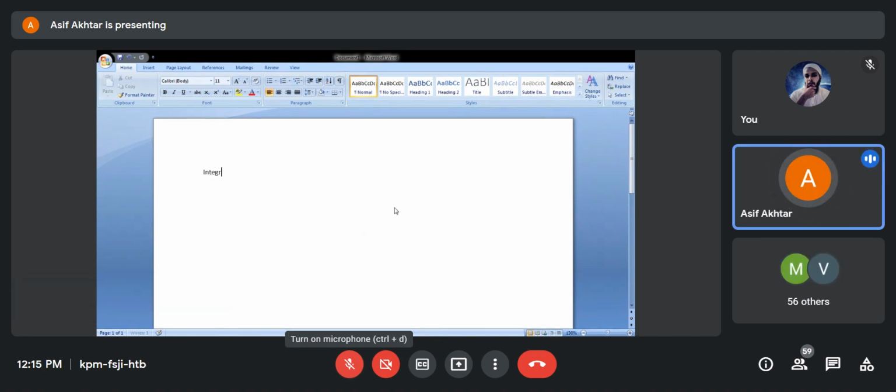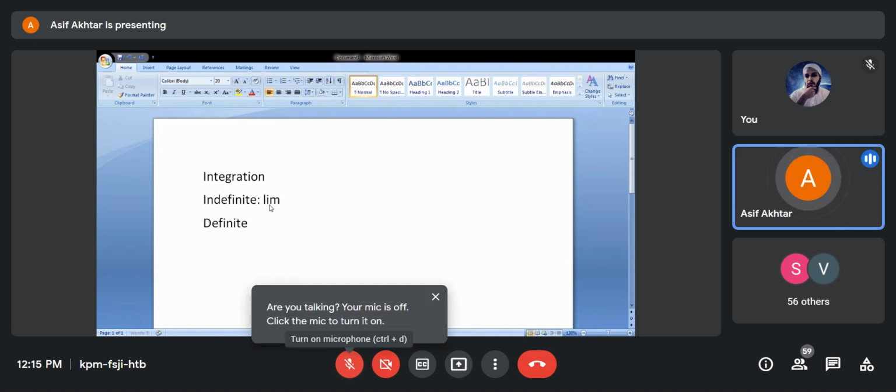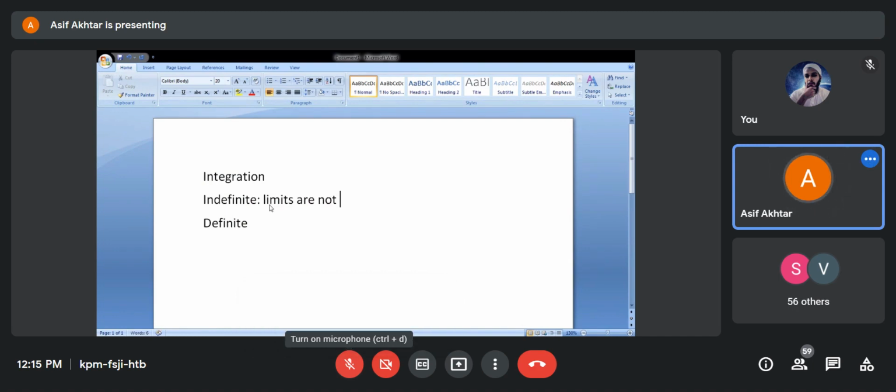So I'm talking about integration. I have discussed with you that we have two types of integration: indefinite, and then we have definite. This is what I wish to focus on. What is indefinite? When the limits are not given. When the limits are not given, we call it indefinite integration.